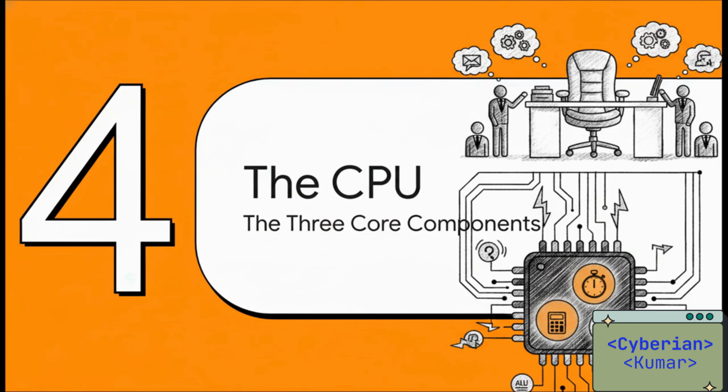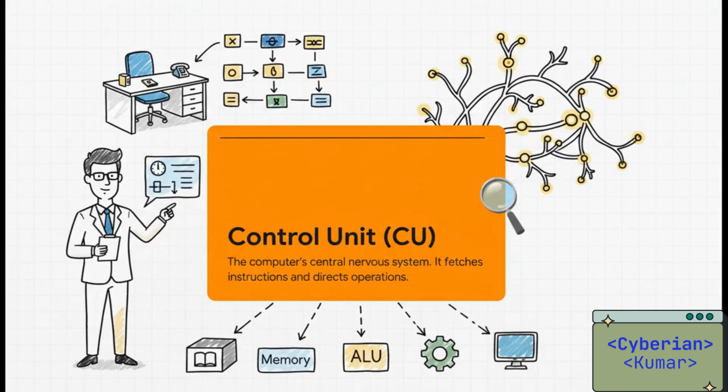Now, let's get a little more specific. Let's peek inside the boss's office. Because the CPU isn't just one thing. It's really a small, highly specialized team working together at mind-boggling speeds. So, meet the control unit. This is the office manager, the super organized one with the clipboard. It doesn't do the heavy lifting itself, but it runs the entire show. It goes and gets the instructions from memory, and then it directs all the traffic, telling all the other parts of the computer what to do and exactly when to do it. It's kind of like the central nervous system.